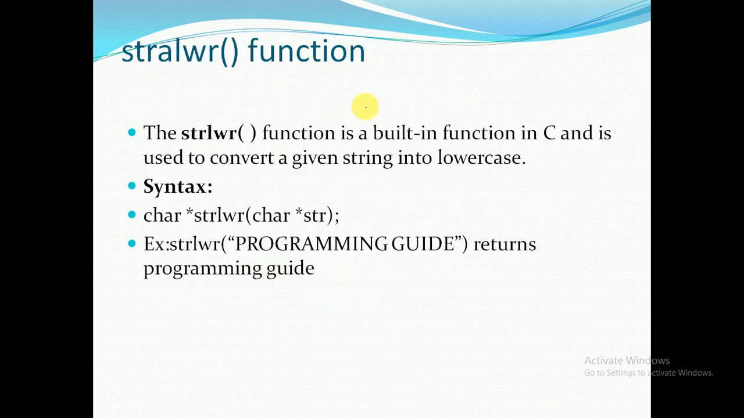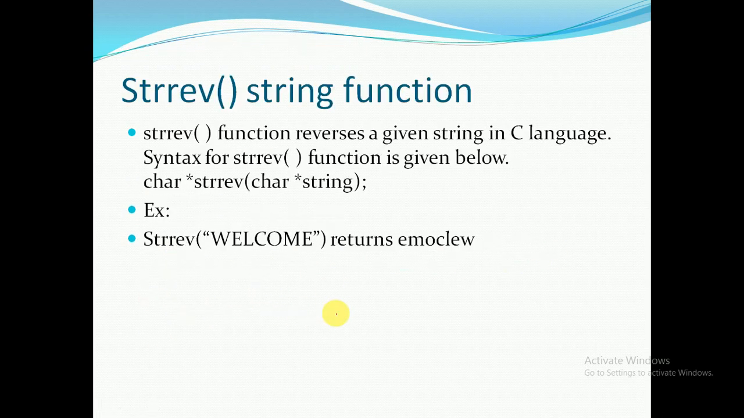Now string lower function. So strlwr is a function which converts uppercase letters to lowercase letters. Look at the example: strlwr of programming guide returns small case letters. Clear? String reverse. This strrev function reverses a given string in C language. Syntax: char *strrev(char *string). Example: strrev welcome. So this welcome string will be returned reversed.